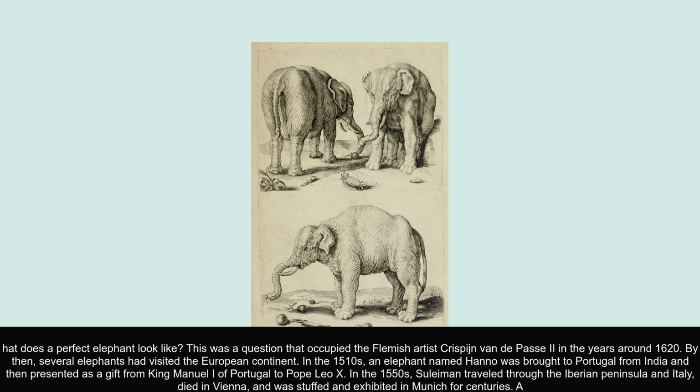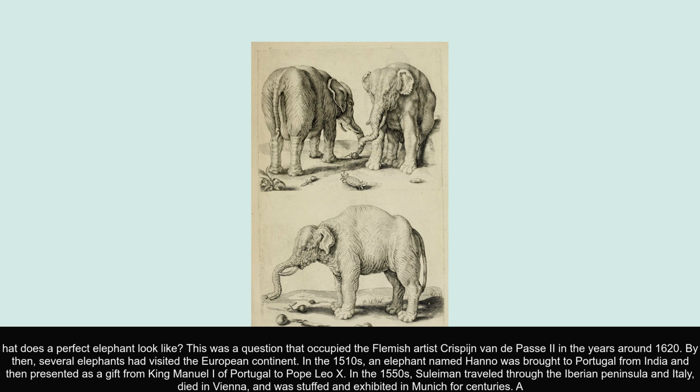What does a perfect elephant look like? This was a question that occupied the Flemish artist Crispijn van de Passé too in the years around 1620. By then, several elephants had visited the European continent.